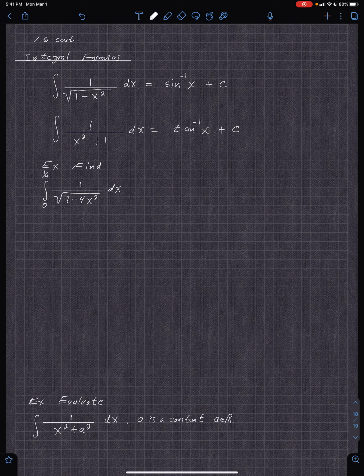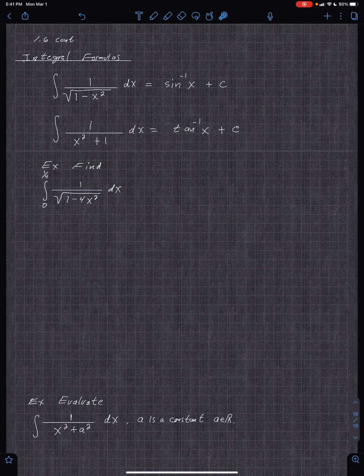Let's continue into 1.6 and do some examples with integration. So here's our basic integral formulas, but we'll have to manipulate the integrand to match this form. This is really our first time looking at what you'd think of as tables. You look up tables of integrals, and once we have the right form, then we'll be able to say what the integral equals. So let's take a look at this one.